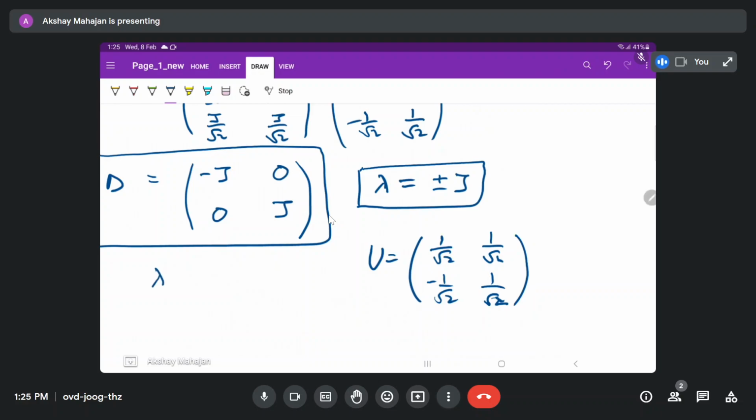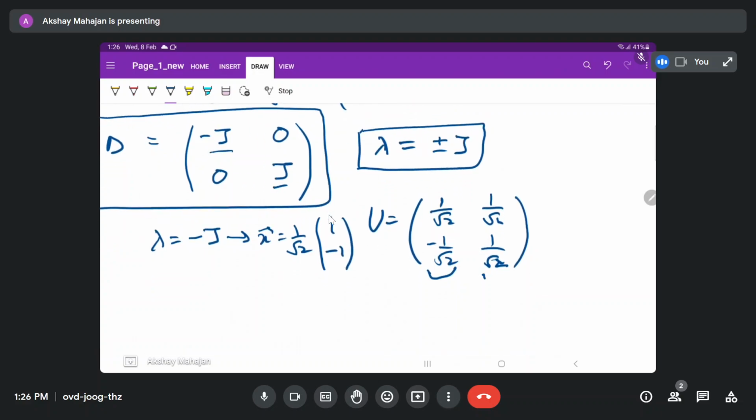And also from here, we can see that for lambda equals minus j, which is the first element of the diagonal matrix that we obtained, our eigenvector will be equal to the first column of the unitary matrix. So our x vector will be equal to 1 by root 2 times [1, -1]. So this is what we obtained. And for the second element, it will be the second column. So lambda equals j, and we will have our eigenvector equal to 1 by root 2 times [1, 1].